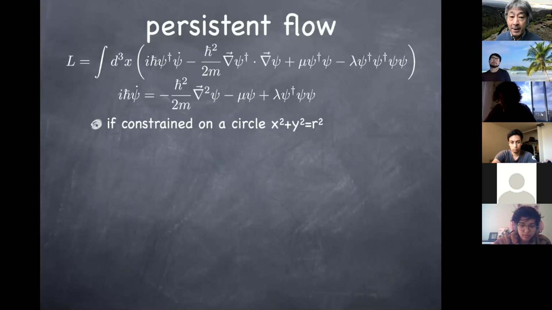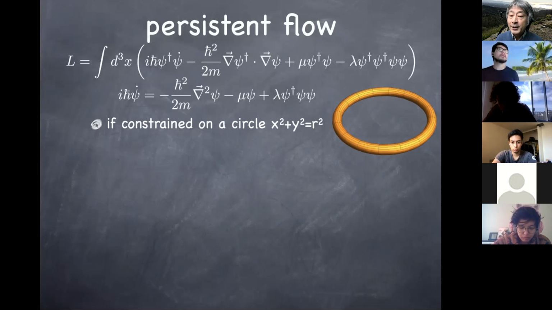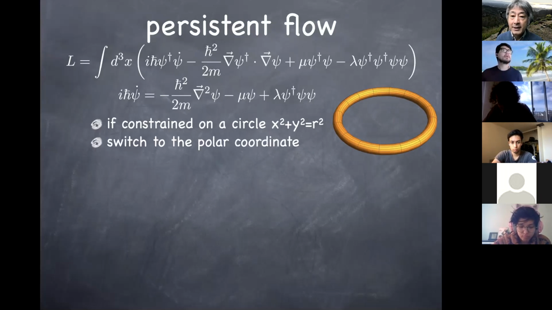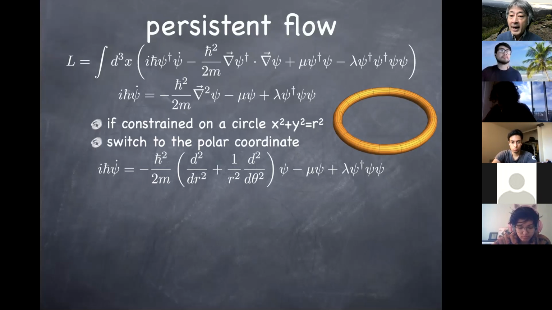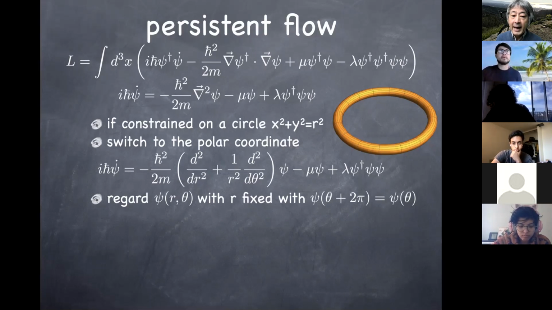And you can also think about different kinds of solutions. If you put this psi into this donut-shaped space, you constrain the x and y to a particular radius, then you can switch to polar coordinates, and you can ignore the motion along the radial direction. So I ignore the r derivative, then everything becomes a function of theta only. And in particular, in the theta direction, it has to be periodic because it's just an angular variable.